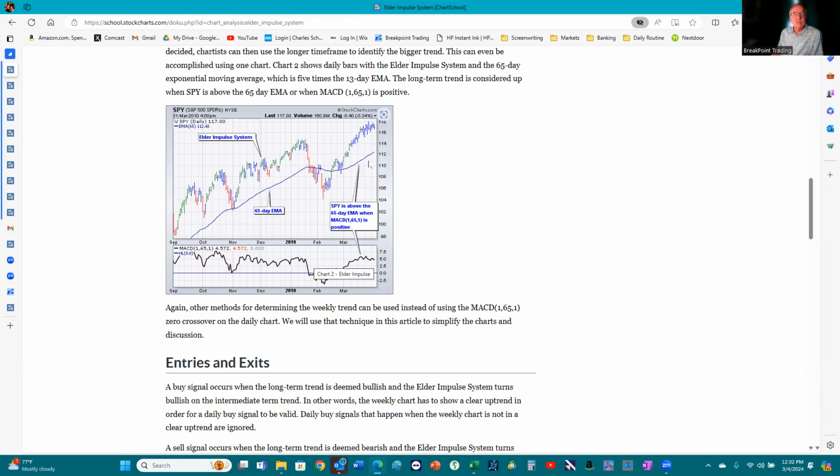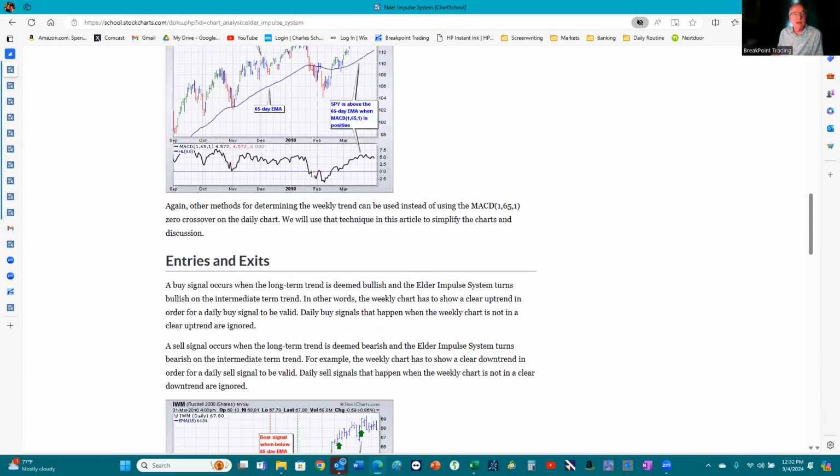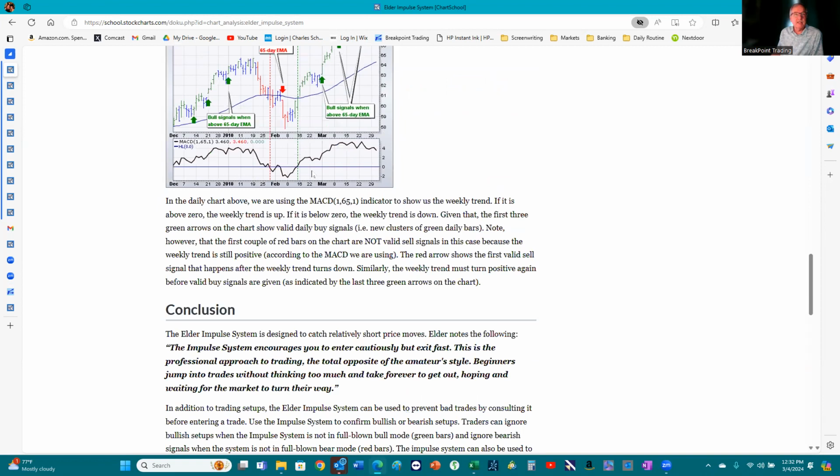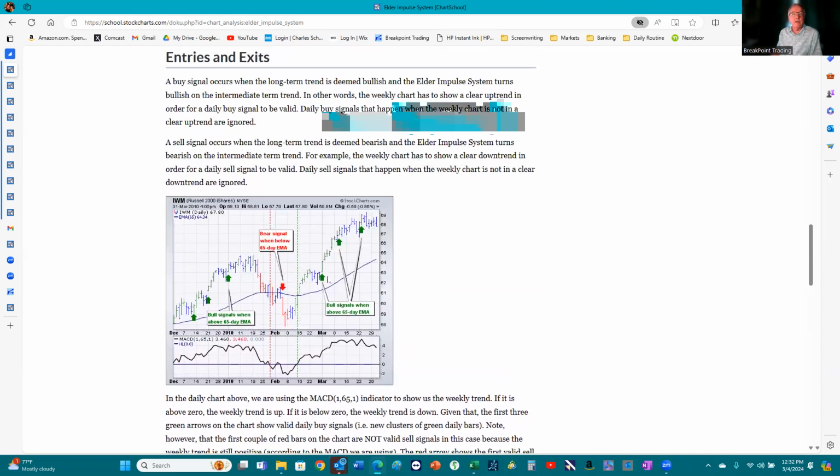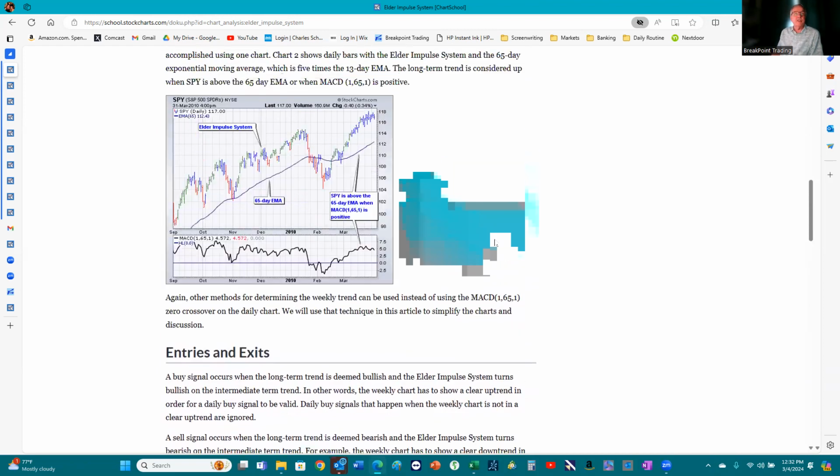So I've used this as well, and I'll show you how I use it in mine. So that's the impulse system. And down here, the impulse system encourages you to enter cautiously, but exit fast. This is the professional approach to trading, the total opposite of the amateur style. Beginners jump into trades without thinking and take forever to get out, hoping and waiting for the market to turn their way. So these bars will hopefully get you in slowly, but get you out quickly when they turn red. And I'll show you how I use them.